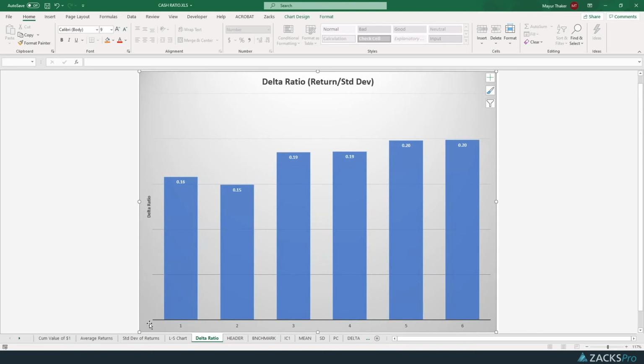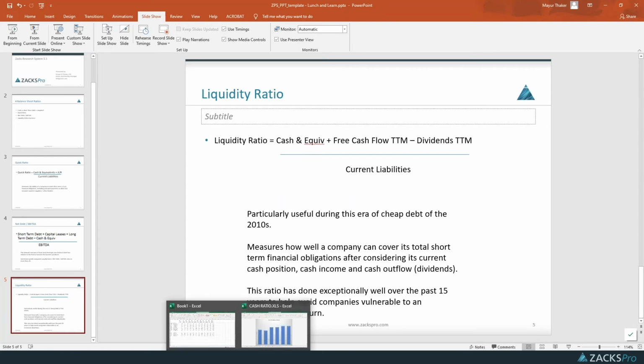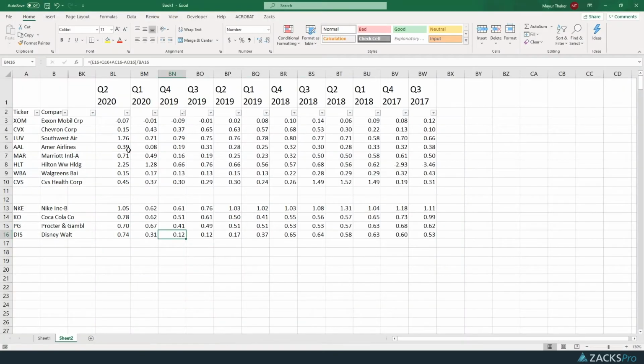So clearly you want to pay attention to this liquidity ratio, which again, going back to it, is this factor right here: cash and equivalents plus free cash flow minus dividends divided by current liabilities. Okay. And I created an Excel sheet that calculates this out over different quarters of time. And I have this pre-built here.